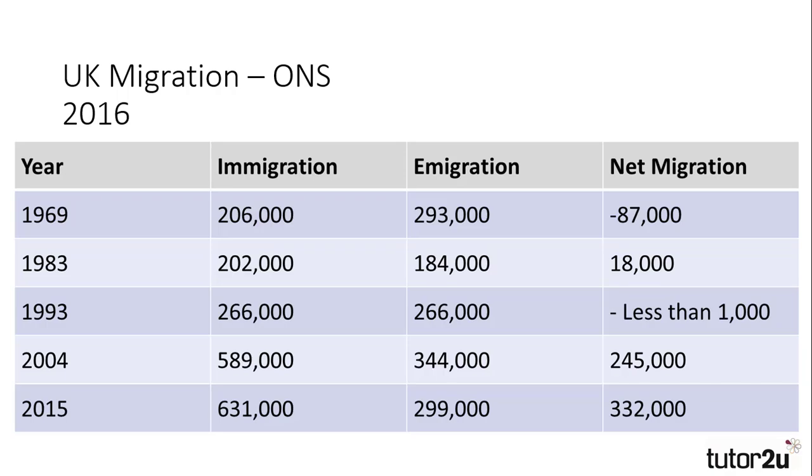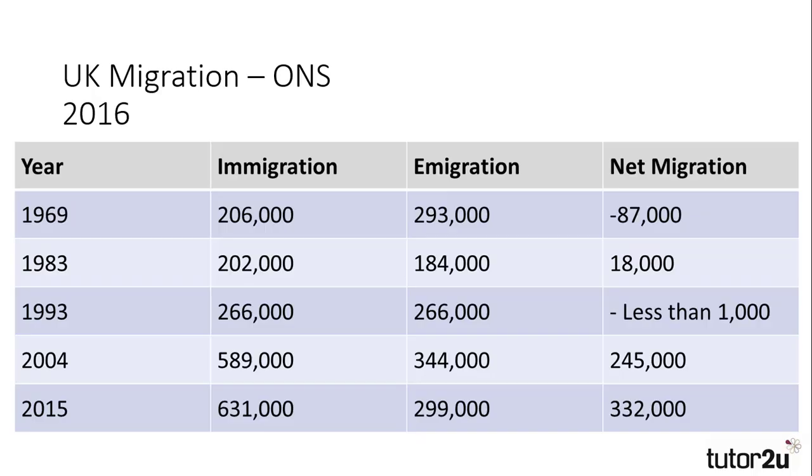Over time, the net migration rate into the UK has changed dramatically. On the screen there is some data from the Office for National Statistics into migration to and from the UK over the past 50 years, and it demonstrates how the UK's migration has changed. In the late 1960s, there was significant migration out of the UK, resulting in more people leaving than entering, in part due to incentives for migration to Australia.